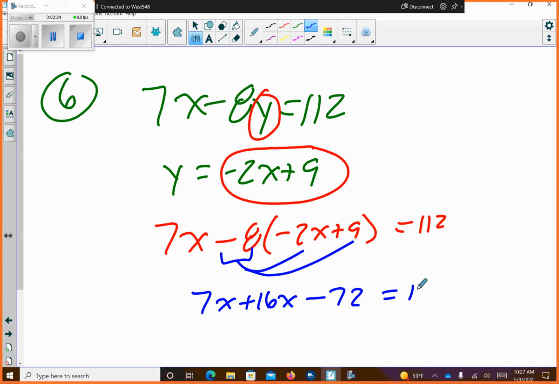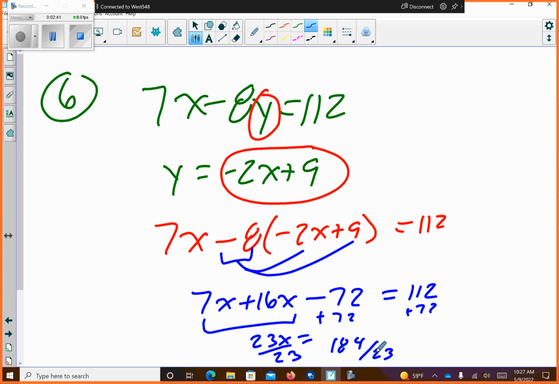Minus 72 equals 112. These are like terms, so that's going to give me 23x. Add 72, add 72 equals, what's that, 184. Divide by 23. How many times is 23 going into 184? Let's see, 5, no, 6, no, 7, no, 8. Maybe 8 times? 23 times 8: 24, carry the 2, 16, 17, 18. There we go. All right, so that tells us that x is equal to 8.